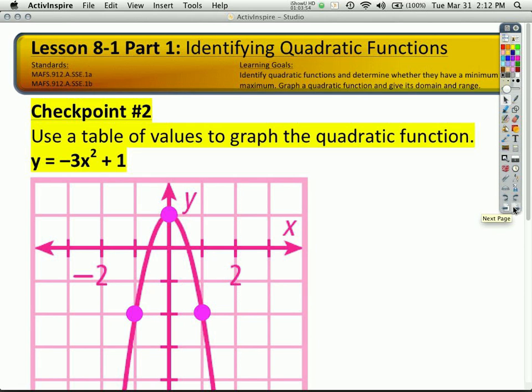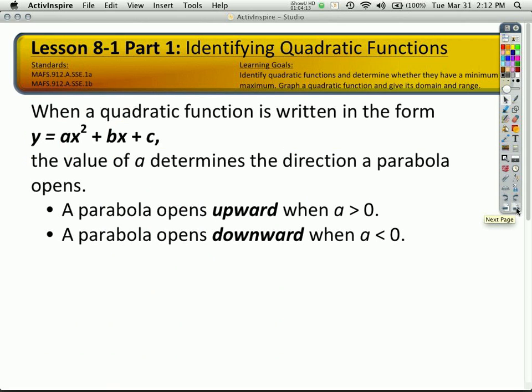We got 1, 2, 3, 4, 5, 6 people. We'll start here and we'll go around. Essence? If the number in front of the x is positive, it goes up, if it's negative, down. Okay, Raquel? Same thing. Cameron? Same thing. Okay, so they are all correct.